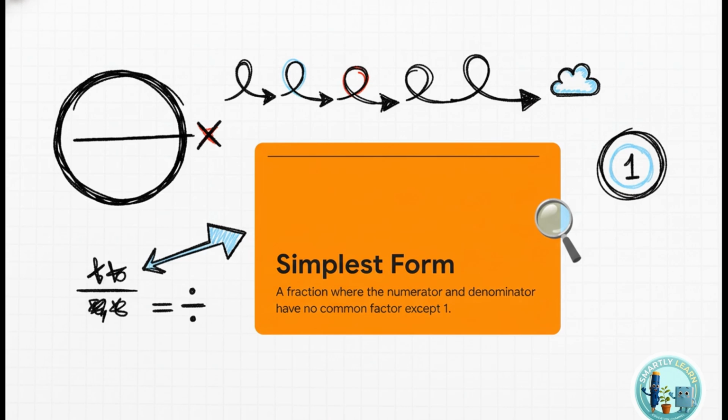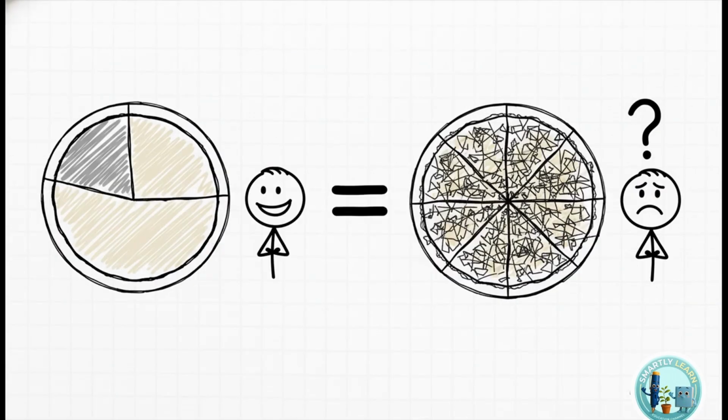Think of it like tidying up. A fraction is in its simplest form when you can't divide both the top and the bottom number by anything else to make them smaller. And why does this even matter? Well, it all comes down to clarity.